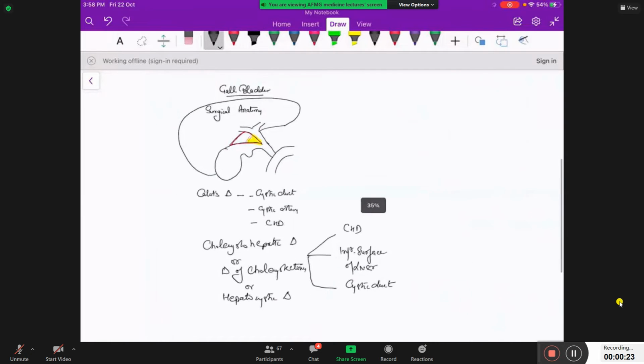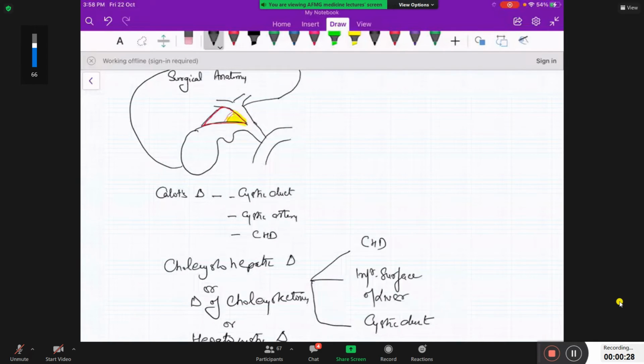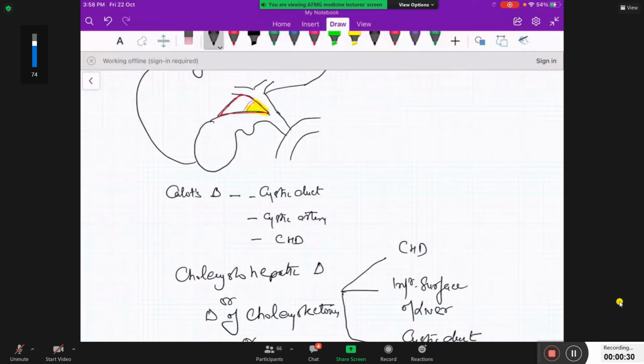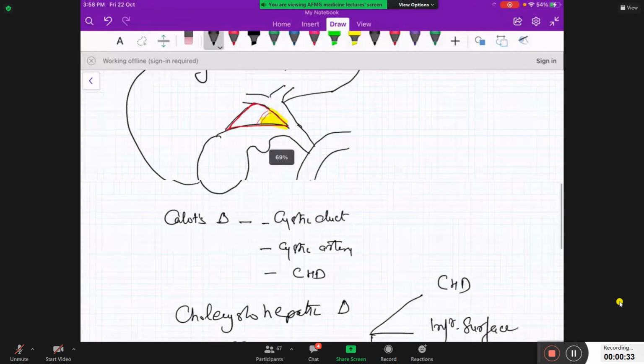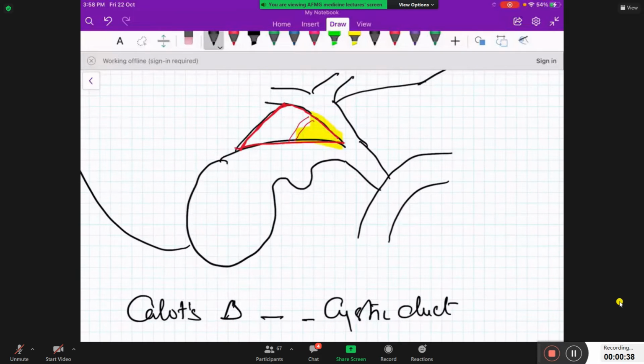Let us talk about gallbladder. And in gallbladder, we should know first the surgical anatomy. In the surgical anatomy, you know that there's gallbladder, and gallbladder is supplied by a cystic artery. And this cystic artery is a branch of right hepatic artery. Cystic artery is a branch of right hepatic artery.